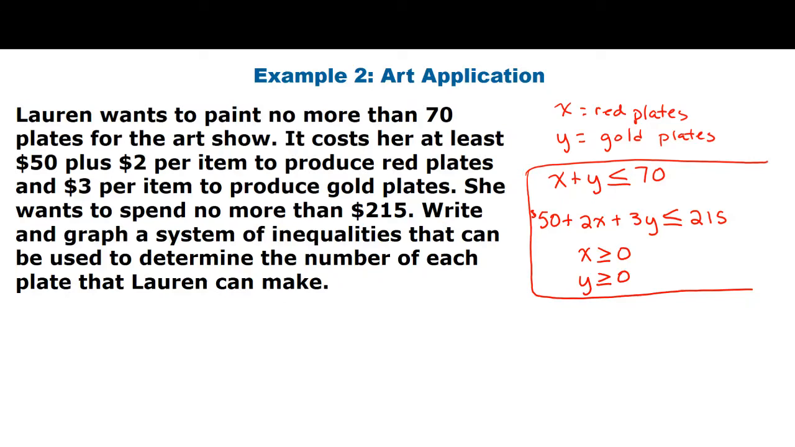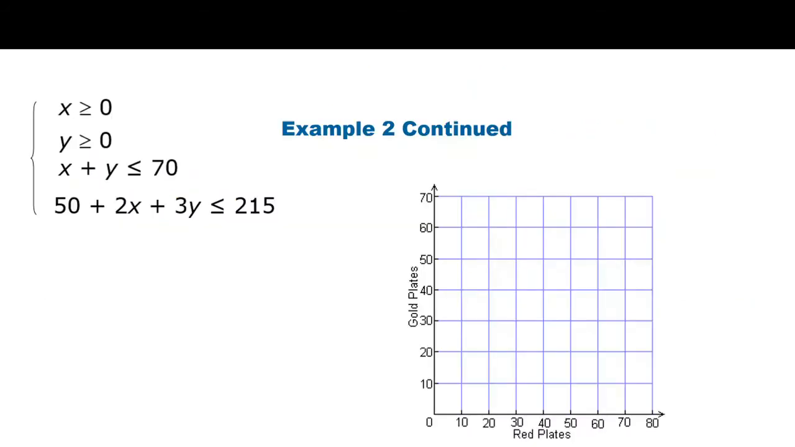And so what we want to do is write and graph a system of inequalities that can be used to determine the number of each plate Lauren can make. So we've written them out already, so now we need to get them graphed. All right, so here they are again. I've written our inequalities back up here.